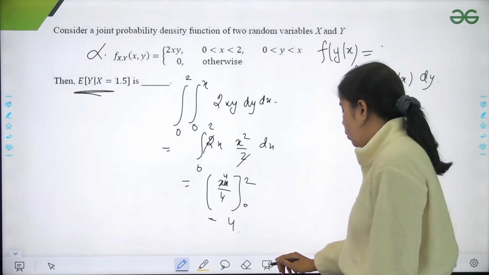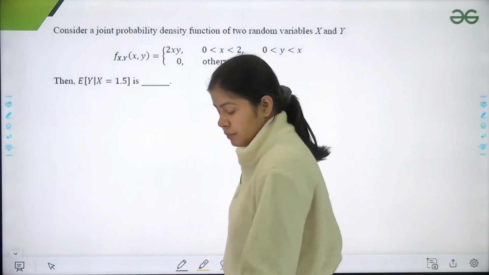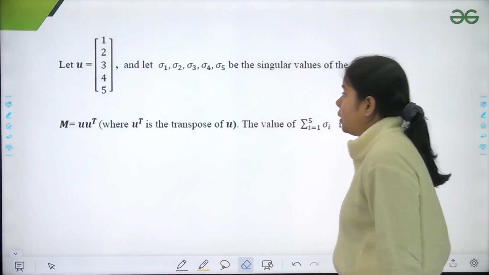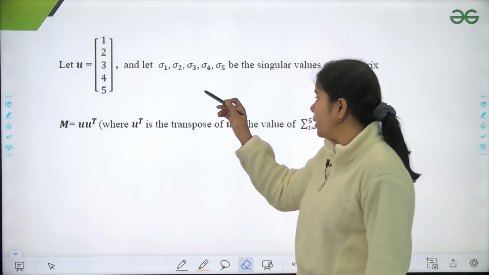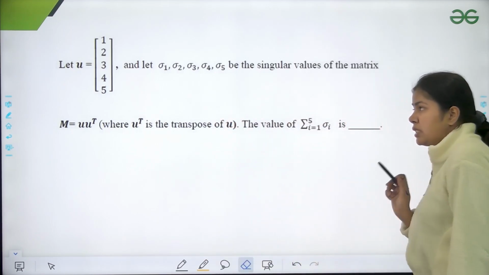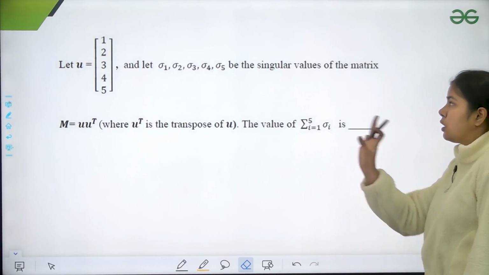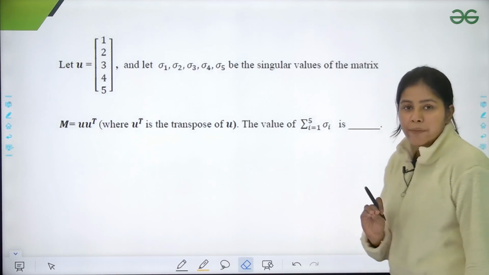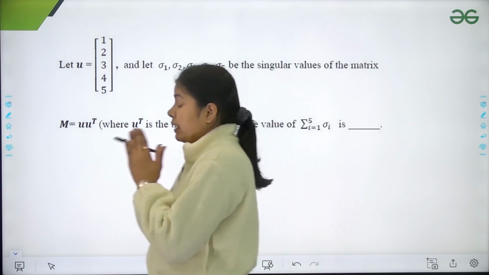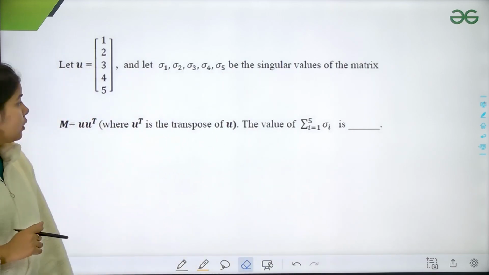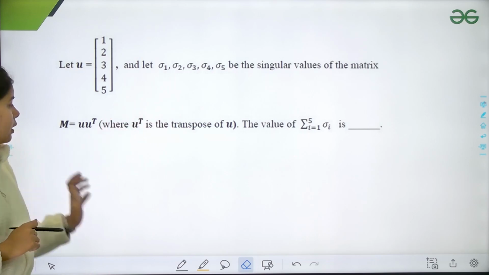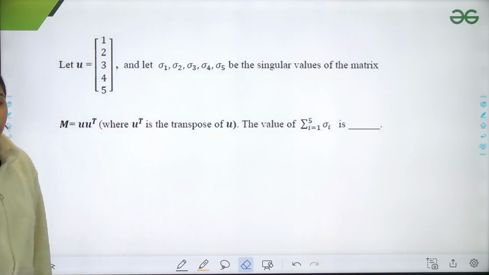But this question was wrong in the exam because the statement is incorrect. Now, they are saying that u is equal to the vector 1, 2, 3, 4, 5 and sigma 1, sigma 2, sigma 3, sigma 4, sigma 5 are the singular values of the matrix. So we have been given the singular values and they are saying M is equal to u into u transpose. These singular values are of the matrix M.